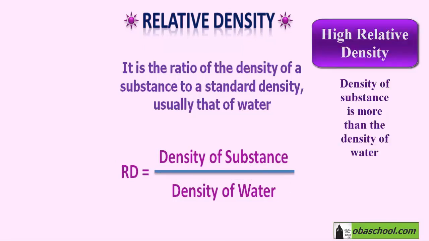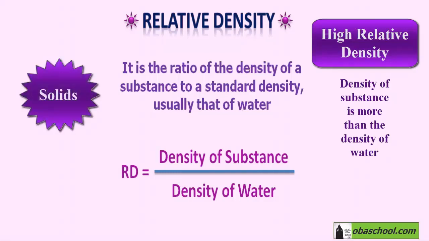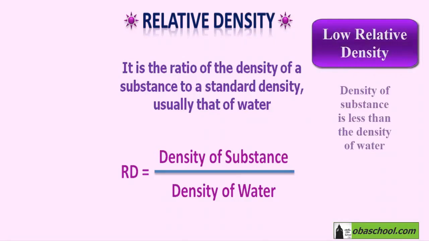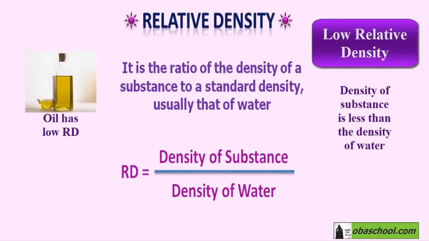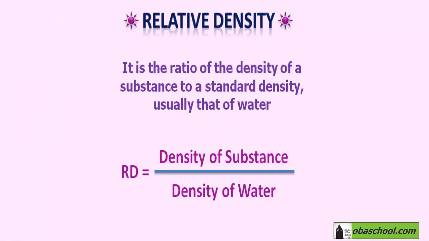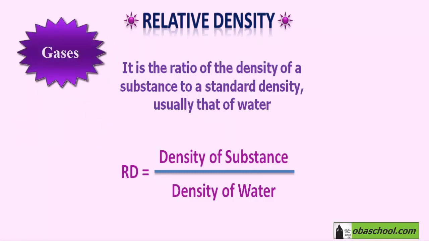High relative density means the substance is more dense than water, which is solids and sometimes liquids. Like mercury has a high relative density. Low relative density is when the density of a substance is less than the density of water. There are liquids that have high relative density and liquids that have low relative density. Gases in general have low relative density.